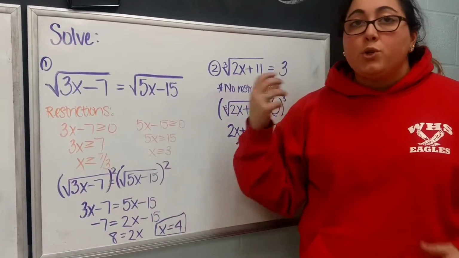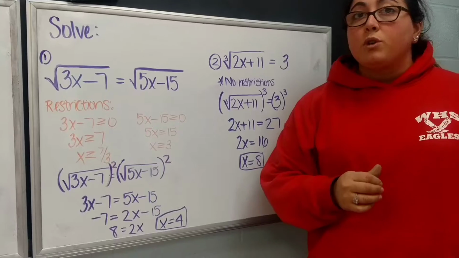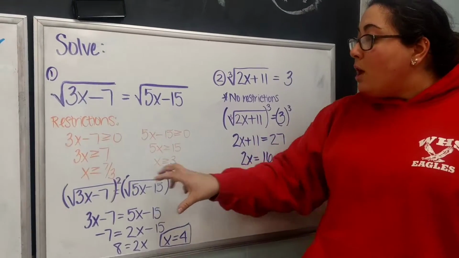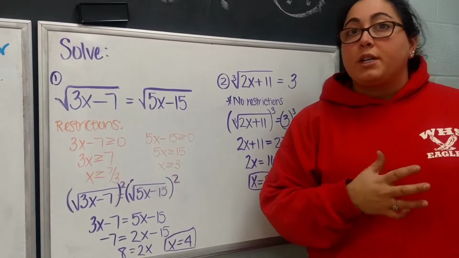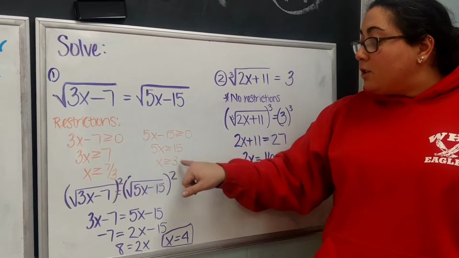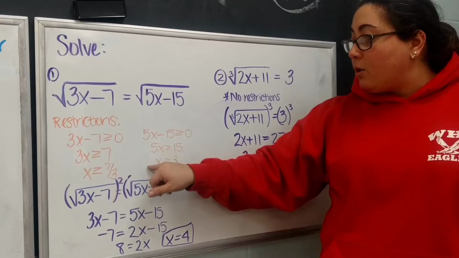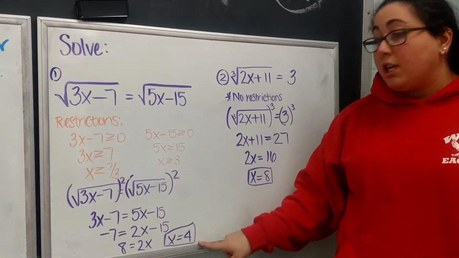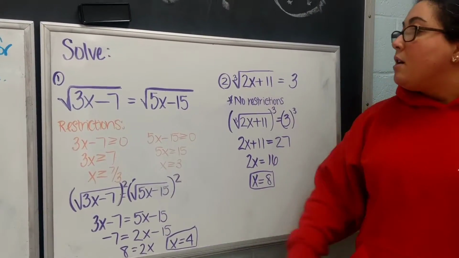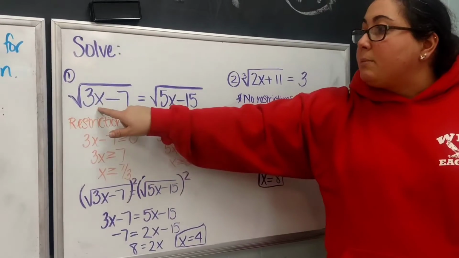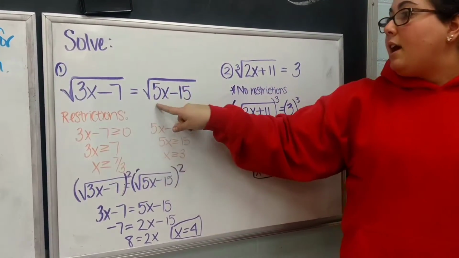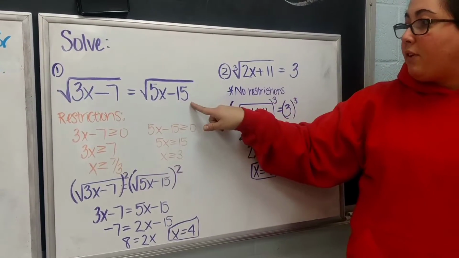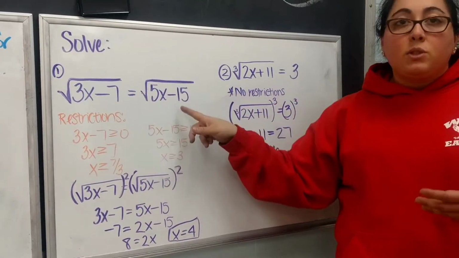Because we have two different restrictions, you have to go with the one that is more restrictive. So 7/3 is less than 3. So 3 is more restrictive than 7/3. So x has to be greater than or equal to 3, in which case 4 works. If you substitute that back in, 3 times 4 is 12, minus 7 is 5. This would be the square root of 5. And 5 times 4 is 20, minus 15 is 5. So the square root of 5 equals the square root of 5.